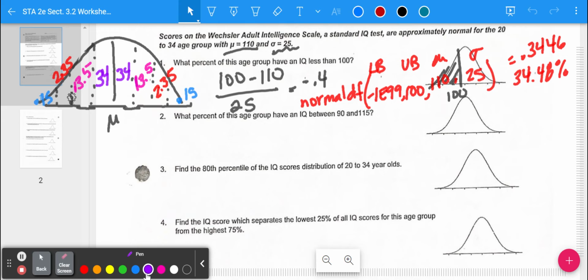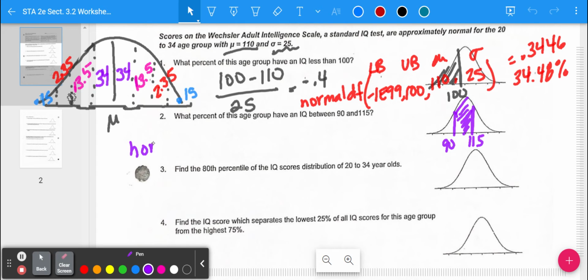For number 2, we want to draw our distribution here. We're looking for an IQ between 90 and 115. So we'll shade those areas that we need, and you can just label these parts. That tells the reader that you know what you're talking about. I could find the z-score for 90 and the z-score for 115 and find the probability of each of those and then subtract. Again, I'm going to go straight into the calculator here, because as long as I label the parts that I'm going to get, I get full credit.